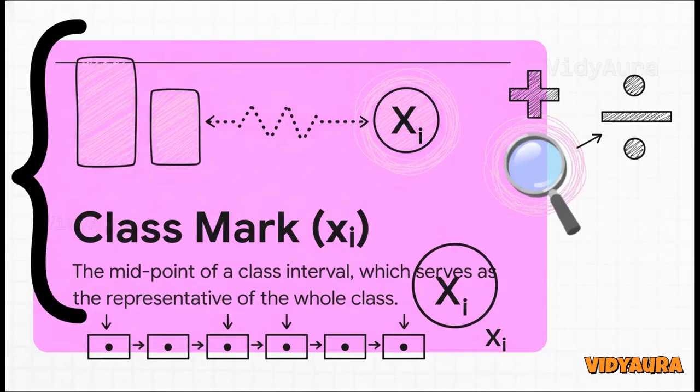Okay, but wait a second. How do you do math with a range like 10 to 25? You can't, right? So we need one single number to represent that whole group. And that number has a special name, the class mark, which we call Xi. And finding it is super easy. You just take the average of the 2 ends of the range. You add the upper limit and the lower limit and just divide by 2.